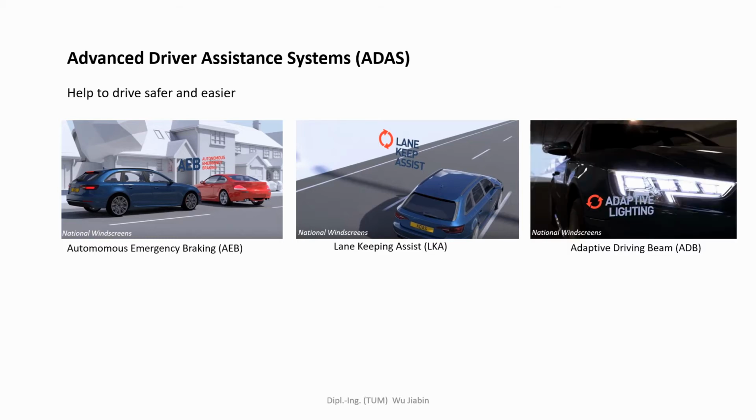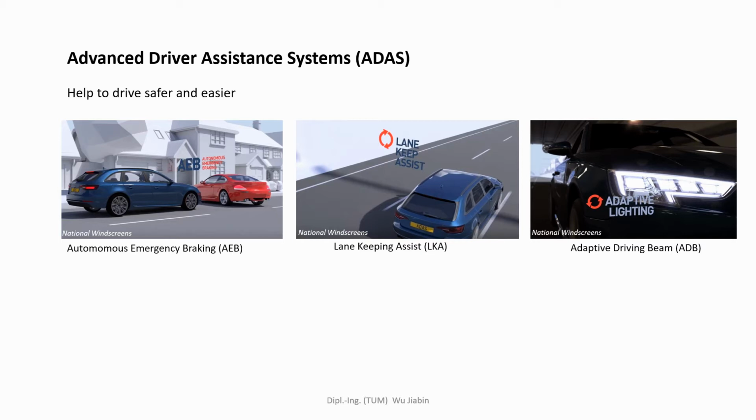A third example, adaptive lighting. Adaptive lighting, more generally speaking, ADB system. This system adjusts the shape of the lights. It will do it automatically. The target is to create a glare-free driving beam, and at the meantime, to maximize the lighting area. About this example, we will discuss it later in detail.